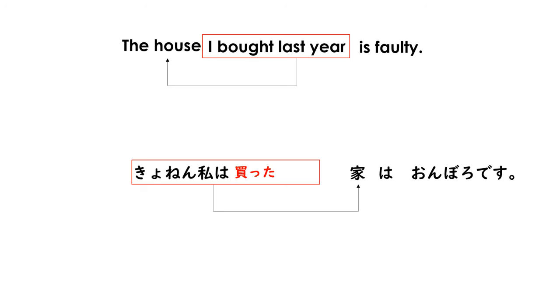And rule number 3, particle は in the relative clause becomes が. The whole sentence reads, 去年私が買った家はボンボロです. That means the house I bought last year is faulty.